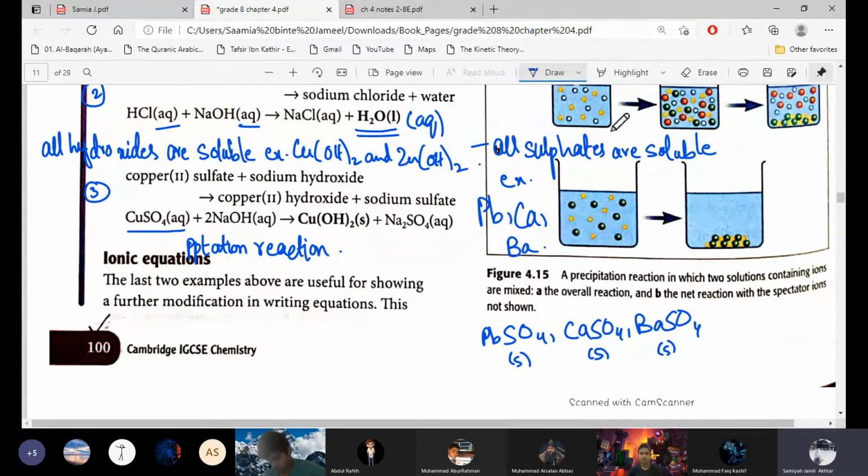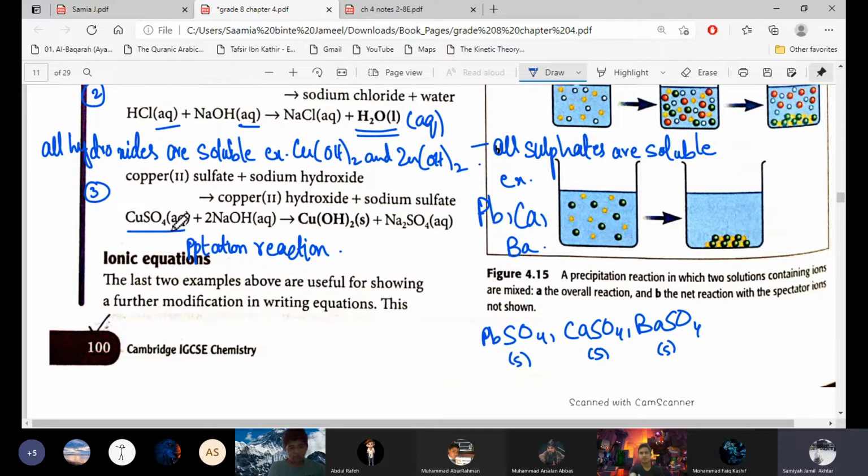All the metal sulfates, like sodium sulfate, magnesium sulfate, aluminium sulfate, copper sulfate, zinc sulfate, all the sulfates are soluble, just with the exception of these three. So you have to learn these three sulfates, lead, calcium, and barium. These three sulfates are insoluble, the rest of the sulfates are soluble.